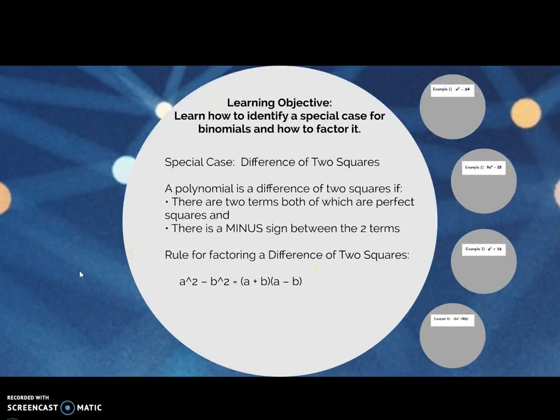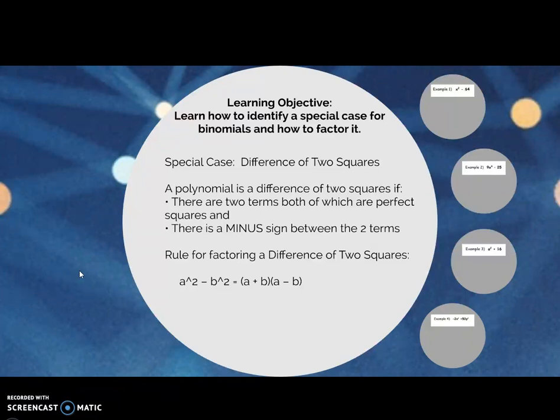The learning objective for this lesson will be to learn how to identify a special case for binomials and how to factor it. The special case which we will discuss is called difference of two squares. A polynomial is a difference of two squares if these two situations apply. There are two terms, both of which are perfect squares. An example of a perfect square could be 25.